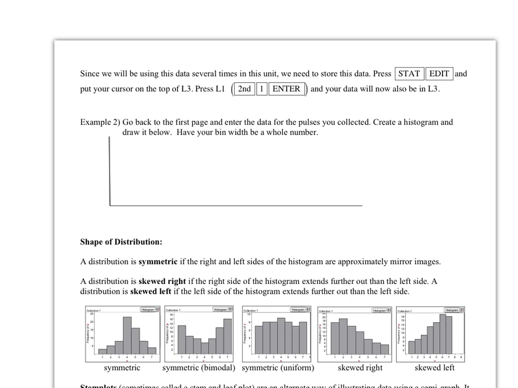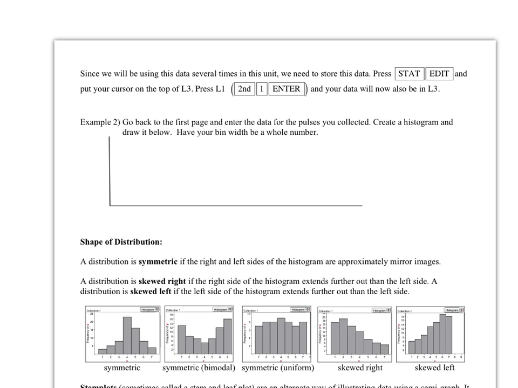So I hit enter on that. Review with me, what do we do to see this histogram without having to do any thinking? Does everybody remember the steps? Oh, it was stat plot, that's right, stat plot.